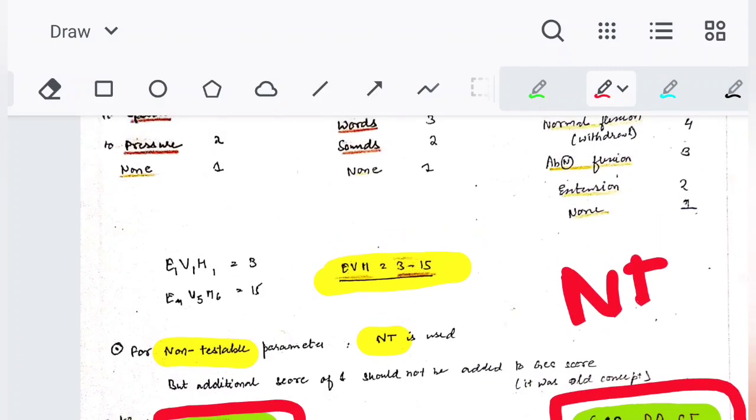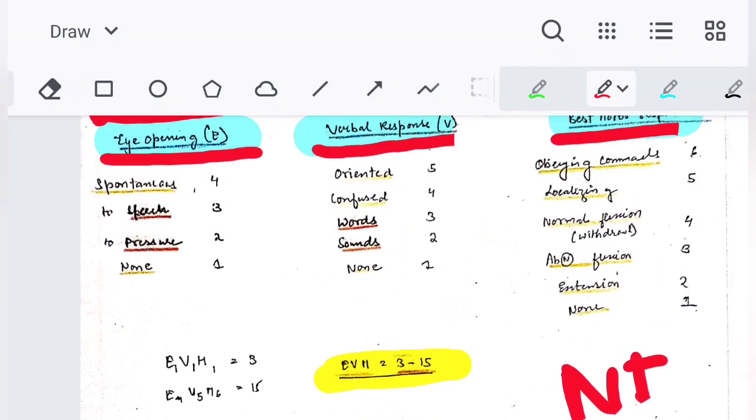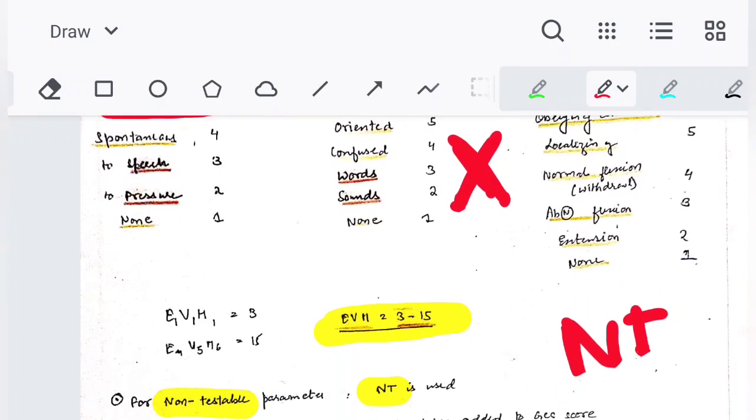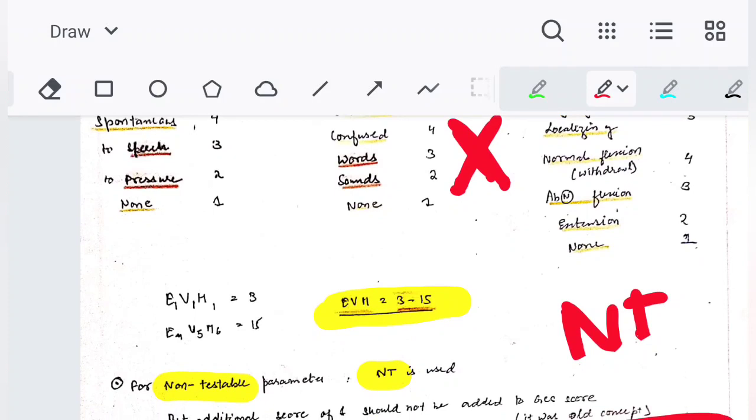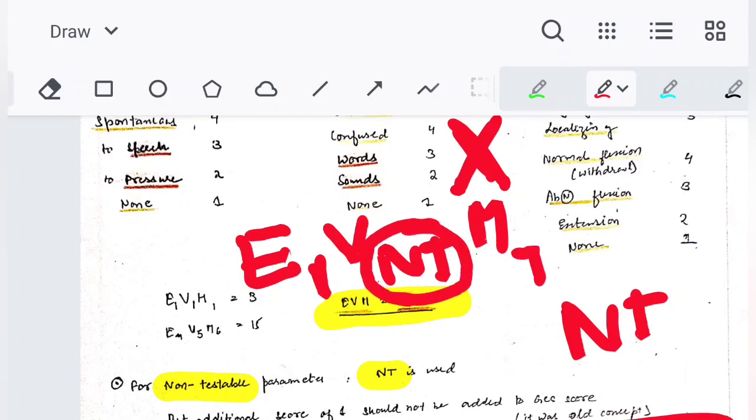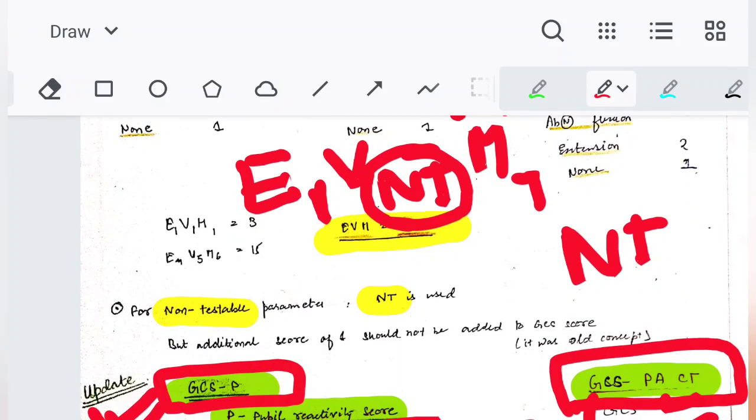That is, suppose the patient is intubated, so there won't be any verbal response. Verbal response won't be there. That is, it is not able to be tested. So we will write, suppose E score of 1, V score NT, then motor response of suppose 4 or 5. So NT denotes non-testable parameter.